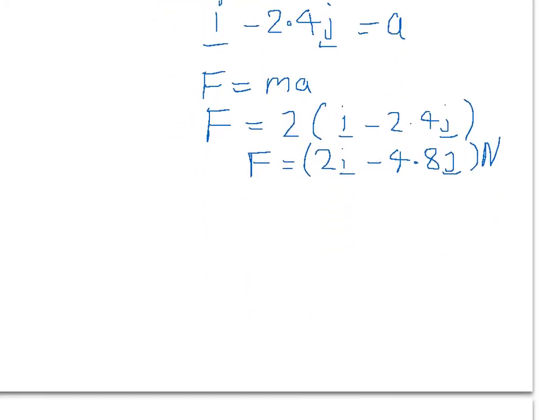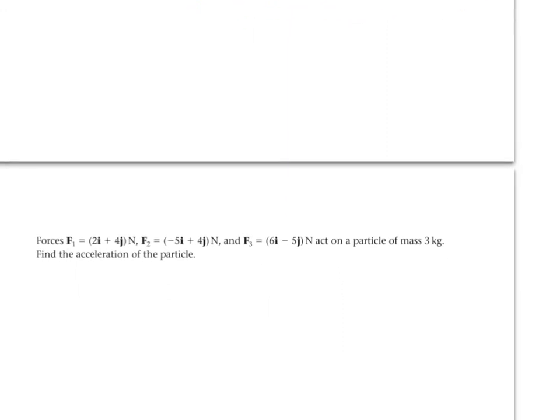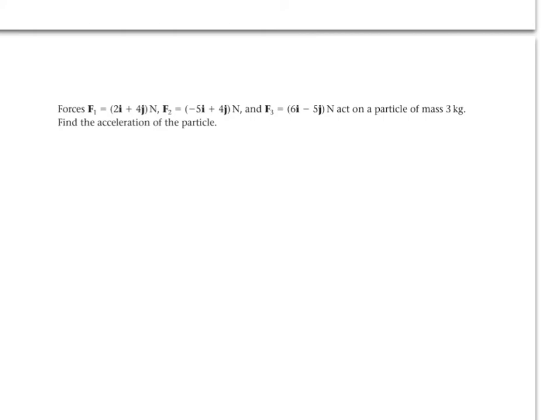That's one style of question. Another style of question could be where you're told several forces that are acting on one particle of a certain mass. So here we have forces F1, F2 and F3 acting on a particle of mass 3 kilograms, and we're asked to find the acceleration of the particle. The first step in this style of question is to find the resultant force acting on the particle by adding up all the forces together and collecting together the i components and the j components. So firstly, find the resultant or total force acting on the particle.